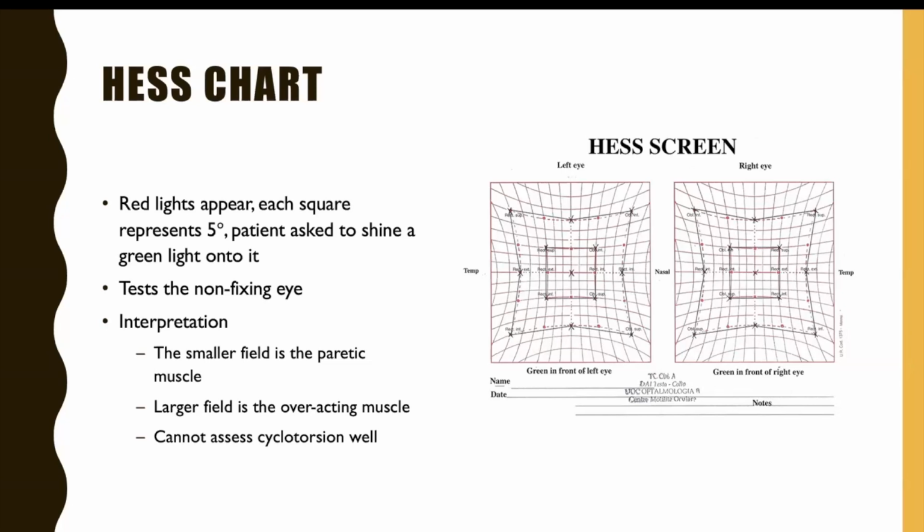And the things to bear in mind with the Hess charts is that they're not very good at looking at cyclotorsions, which is where the synoptophore can be really helpful.